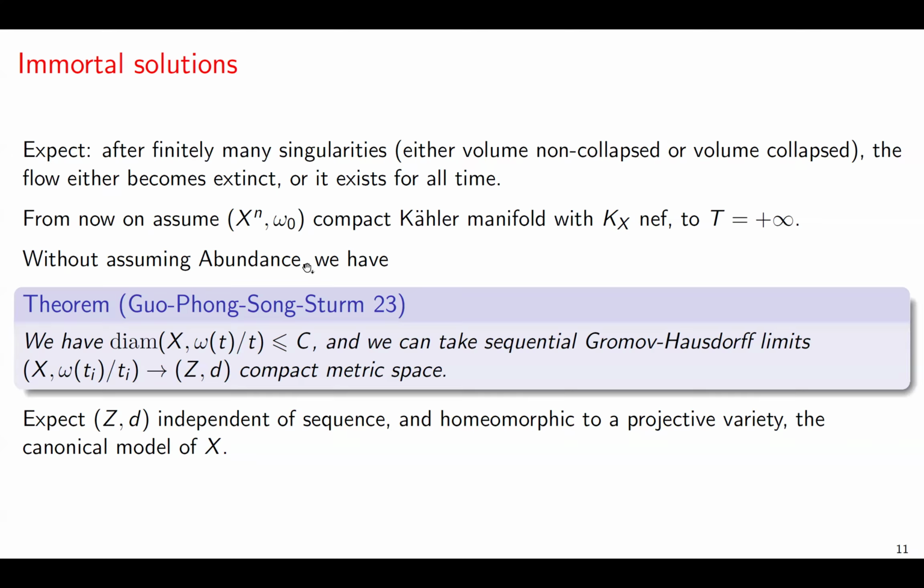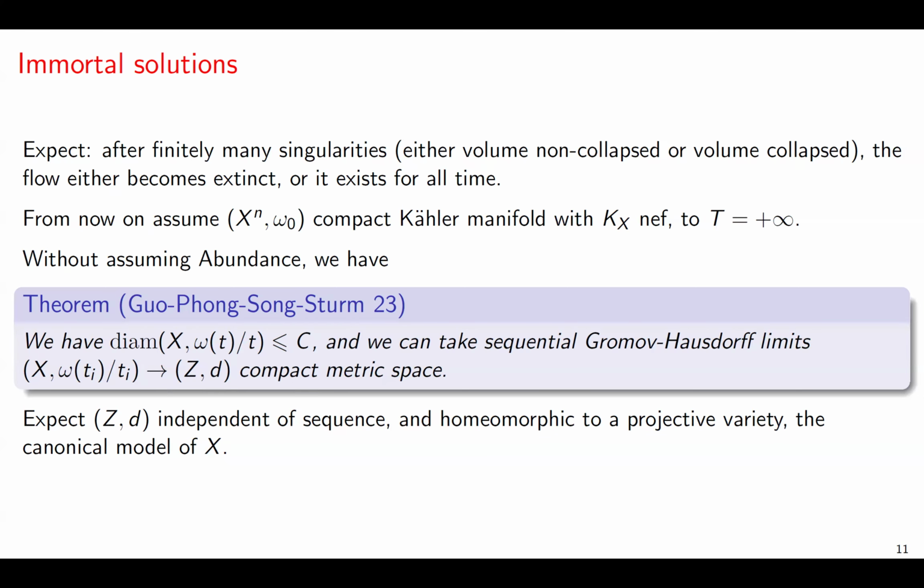So if we don't assume abundance, we still have some results. Again, the same paper of Guo, Song, and Tian proved that if you normalize, again, this normalization is very natural, g(t) over t, because it makes you converge to the canonical class K_X. If you normalize this way, again, the diameter does not blow up to plus infinity. And you can take Gromov-Hausdorff limits, but only sequential ones. So take any sequence t_i going to infinity, you can extract some subsequence and the limit in the Gromov-Hausdorff sense, which is a compact metric space (Z, d), but it a priori depends on the sequence.